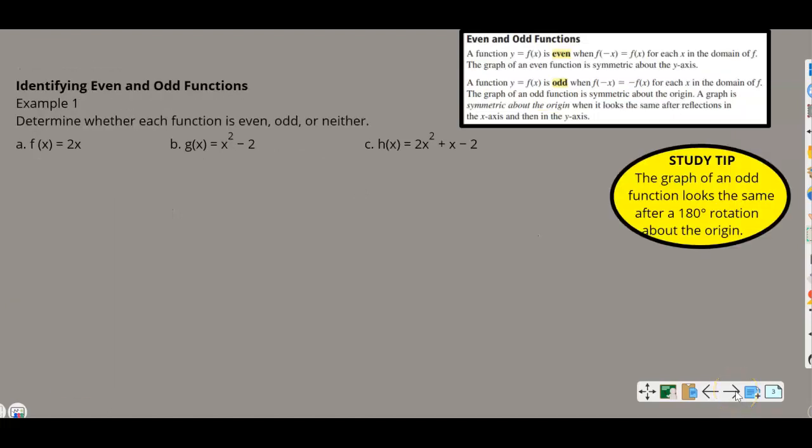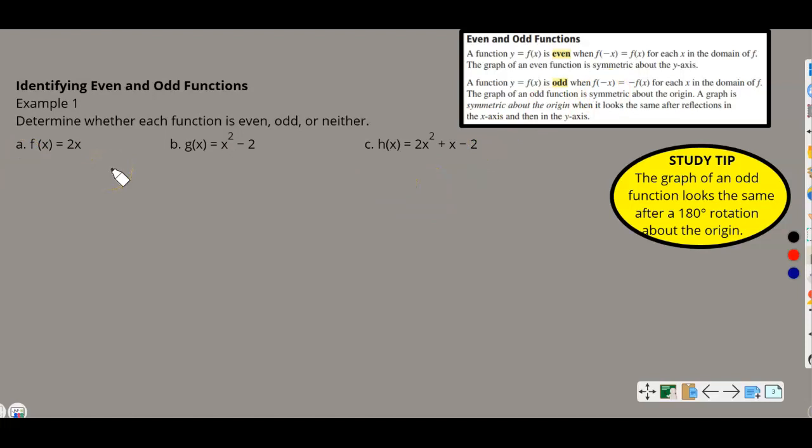All right, example 1. The first thing we need to do is determine whether each function is even, odd, or neither. So let's look at part a. F of x equals 2x. To review again real quick, an even function is when you have f of negative x equals f of x. An odd function is when you have f of negative x equals negative f of x. So the first thing we need to do is substitute negative x in for our function.